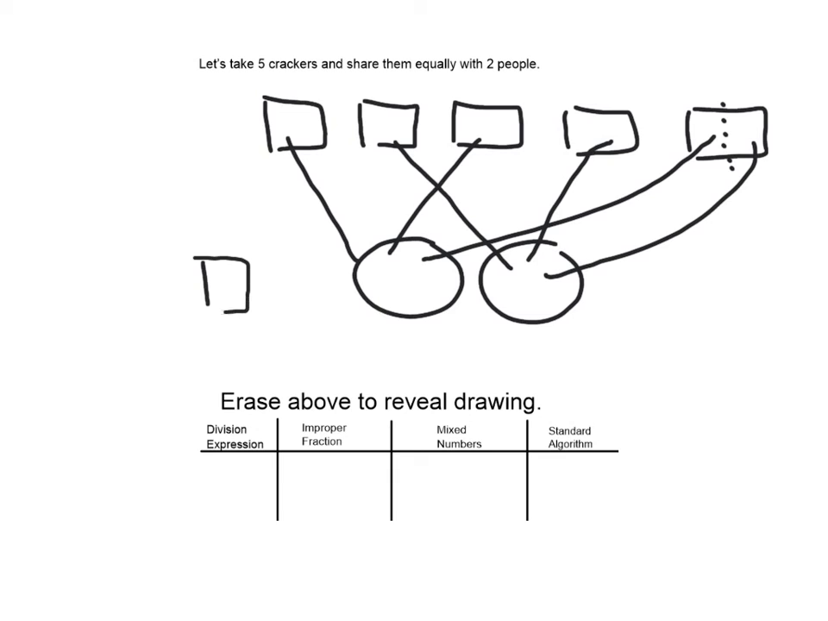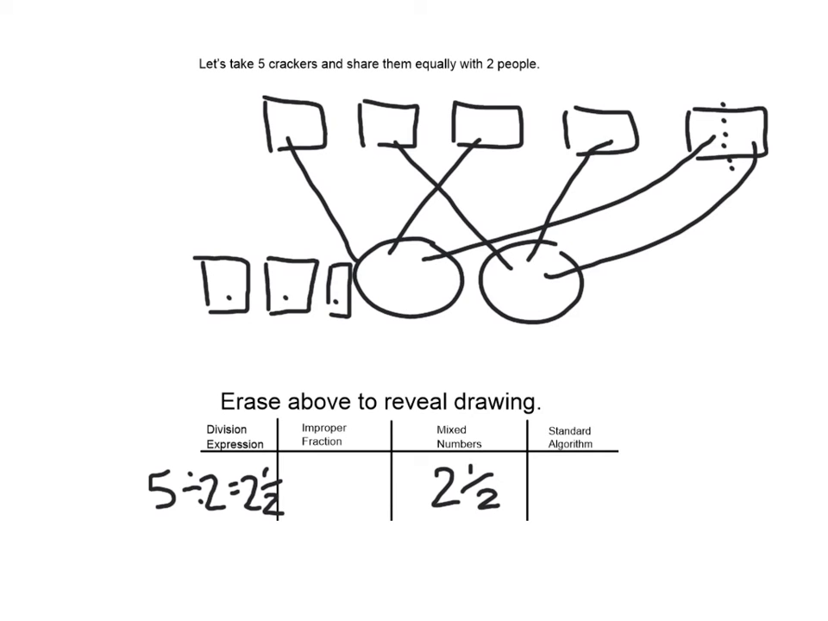Looks like each person is going to get 2 whole crackers and a half cracker. Okay, the division expression is we had 5 crackers split amongst 2 people, which equals 2 wholes and 1/2, which equals 2.5, which is our mixed number. And our improper fraction just means we split each of these in halves, and we got 1, 2, 3, 4, 5 halves, so each person is getting 5 halves.